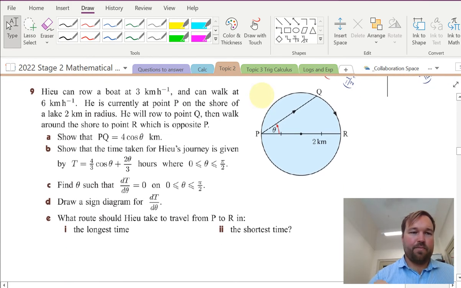Alright, next question. You can row a boat at 3 kilometers an hour and walk 6 kilometers an hour. He is currently on point P, on the shore of a lake of radius 2 kilometers. He will row to point Q and walk around the lake to point R, which is opposite. Show that PQ is 4 cos theta. Cool.